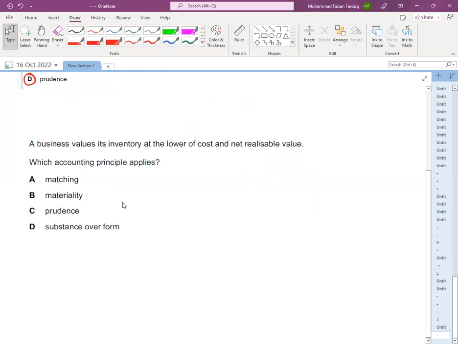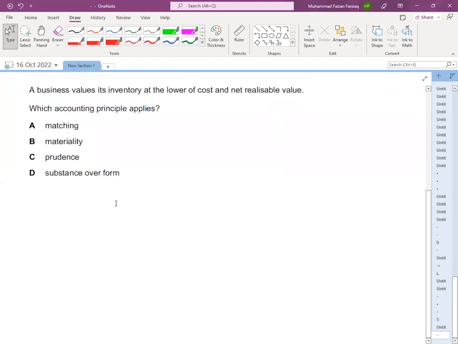The next question is, a business values inventory at lower of cost or NRV. Which accounting concept is that one? Again, the same question, a different past paper. So the answer is prudence for this particular question. The next question will appear on your screen in a second.